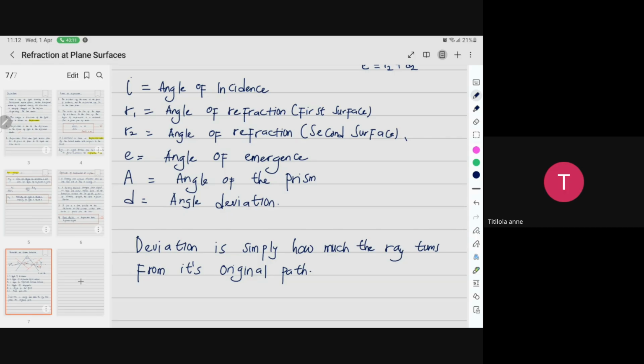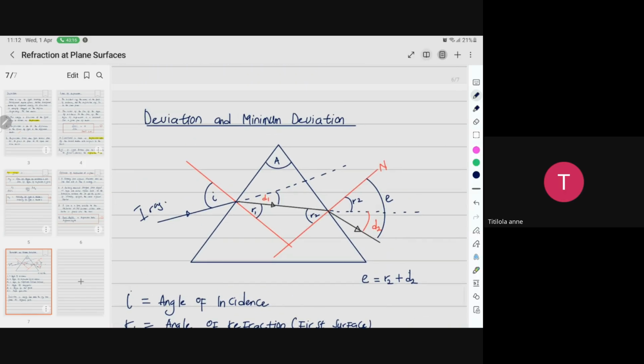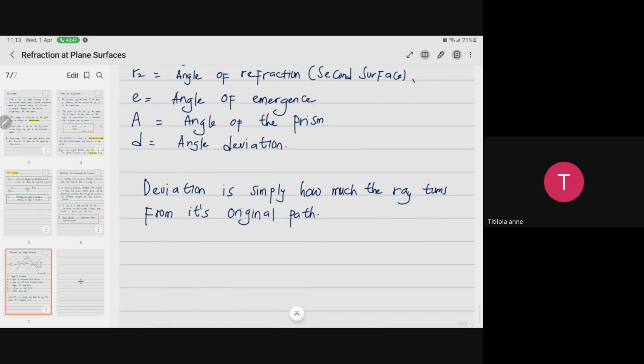Now, key things we need to know in terms of your deviation, just key formulas. Remember what I said, that the incident ray is going to be refracted, so the deviation is here. At the second surface again there will be a refraction. This is the normal, bending away from the normal. It keeps going out, being refracted. R2 plus D2 will give you the angle of emergence. There's a relationship between this angle of emergence and the angle of incidence, which I'm going to talk about.